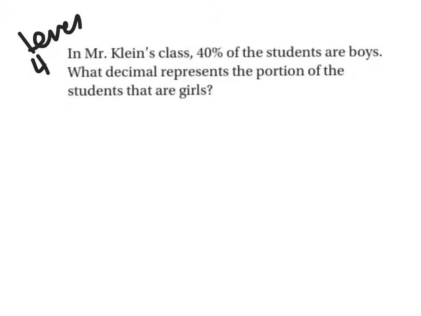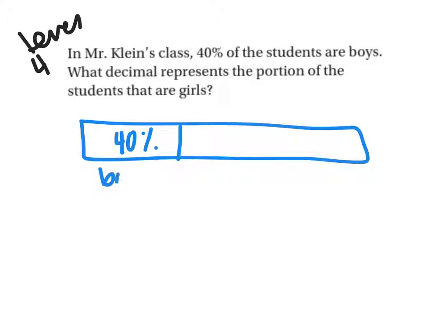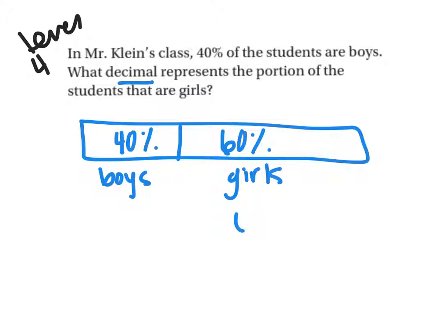So first of all, if I was to represent the class as 100%, 40% are boys, which means that what percentage are girls? So remember, it always adds up to 100%, so the opposite would be 60% are girls. Now I need to take 60% and write it as a decimal, which, remember, you find where the decimal is. Here, 2 places to the left, so 0.6 would be your answer there.